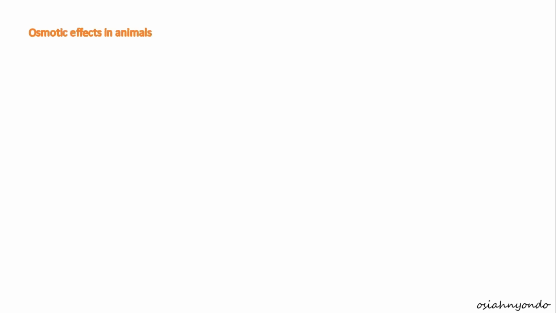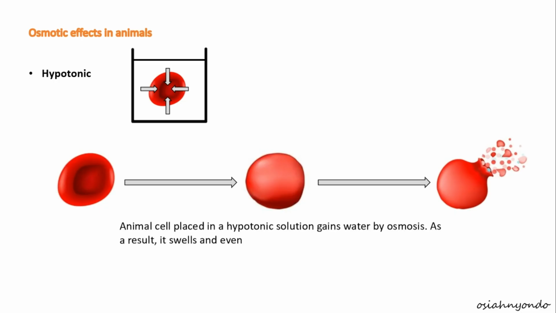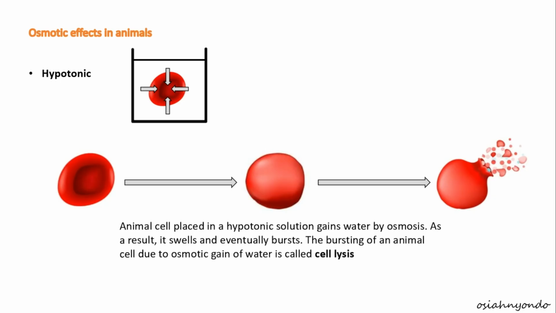How are animal cells affected by osmosis? When an animal cell is placed into a hypotonic solution, it gains water by osmosis. As a result, it swells and eventually bursts. The bursting of an animal cell due to osmotic gain of water is called cell lysis. Now, when a cell undergoes this particular process, it is referred to as a lysed animal cell.